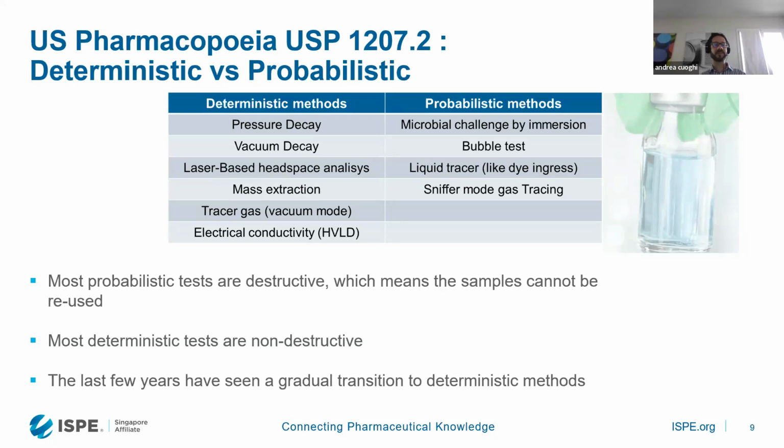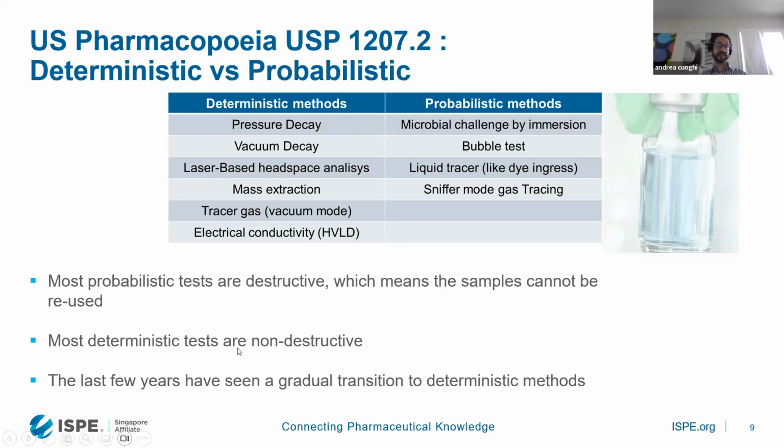Most of the probabilistic tests are destructive. Of course, this is a disadvantage of this kind of methods, and often they need a big preparation that must be done in a very accurate way, and it can depend on different operators that are making this preparation. This means repeatability depends as well on the human part, while a machine is much more repeatable. Deterministic methods are more reliable, let's say.